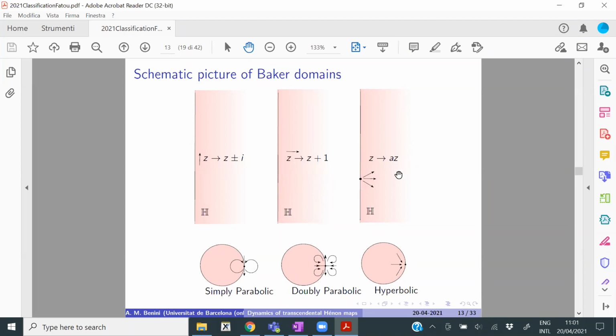And then the last possibility is the possibility in which you have kind of a source in the boundary and everything spreads out from this source through a multiplication by a real number. So notice that one may be really tempted at first to think of Baker domains in C as parabolic points in which a parabolic point moves to infinity.